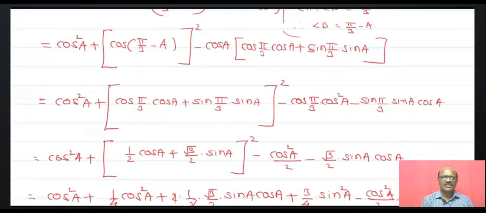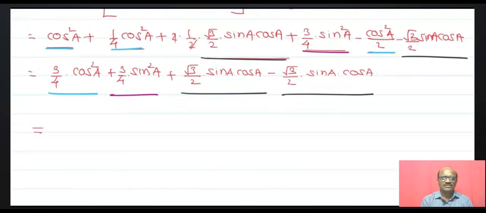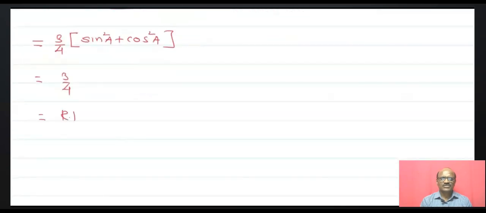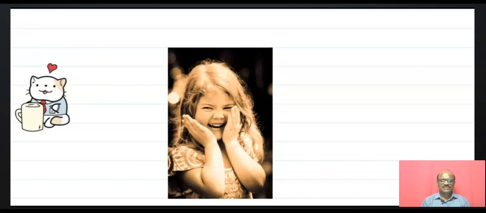Now take 3 by 4 cos square A as common. And in bracket you will get cos square A plus sin square A. That is equal to 3 by 4, which is our RHS, and hence LHS is equal to RHS, and hence the result is true.